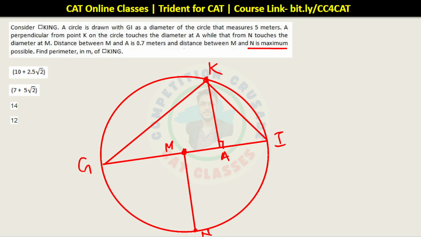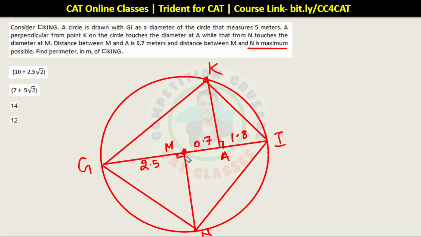Now let me draw the quadrilateral. The quadrilateral will look something like this. It is very important that we understand that this is 0.7 meters, given. Find the perimeter of this thing. Now one thing, this entire length GM is 2.5. What about AI length? AI length will be 1.8, because 2.5 minus 0.7 is 1.8. So you have got this length.